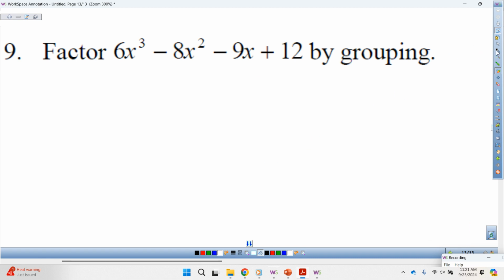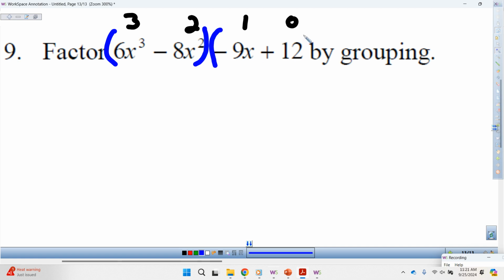Factor by grouping. So, first of all, what do we check first? Standard form is 3, 2, 1, 0. Yes. Is there a GCF? Is there a number that divides all 4 numbers? No. Do all 4 terms have a variable? No. So, let's group. First 2, second 2.